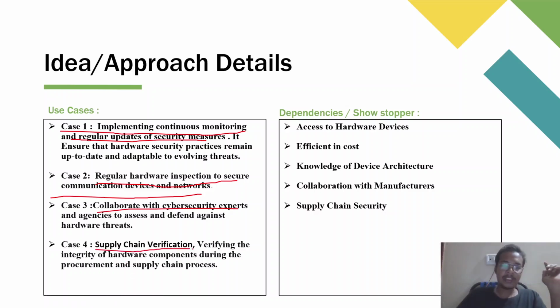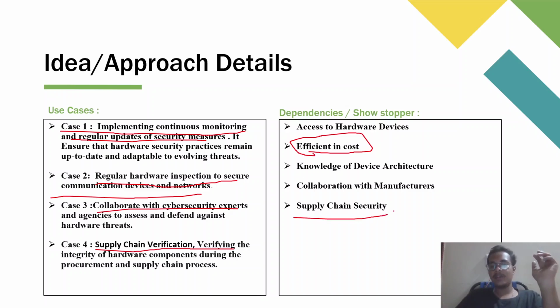As you can see, this gives a unique access code at the time of fabrication only, to avoid Trojan insertion. Regarding dependencies or showstoppers, it is very efficient in cost. There is just a requirement of a board, the simulation part is open source, and we can collaborate with manufacturers also. We can propose the idea that Trojan-free chips will increase their business. Supply chain security is playing a very key role here, because there is no chance of insertion of a Trojan. And this is our idea.